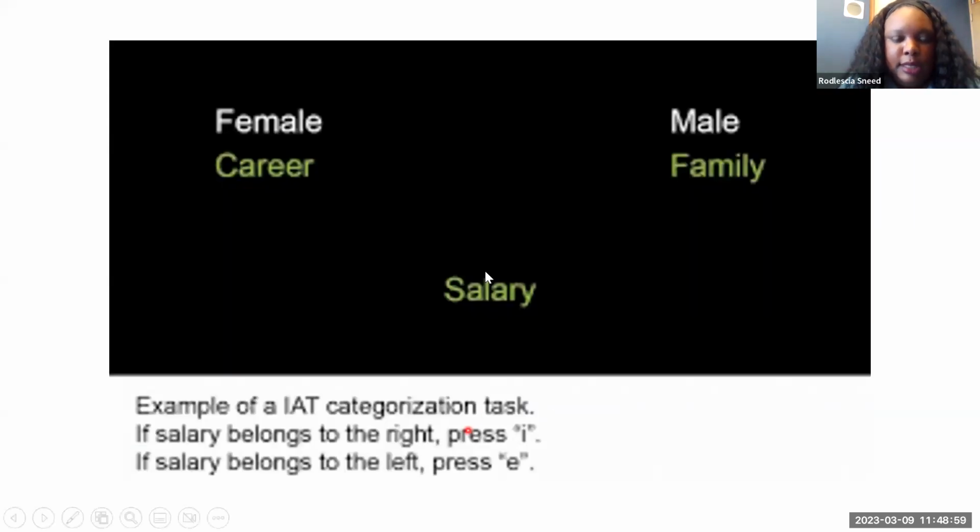And so here's an example of the task that they use specific to gender. So they might get a word like salary, and they have to recognize that this goes in the category where female and career is in this task. And people tend to have slower reaction times, and it's more difficult for them to correctly assign the word salary to this grouping of female and career together.